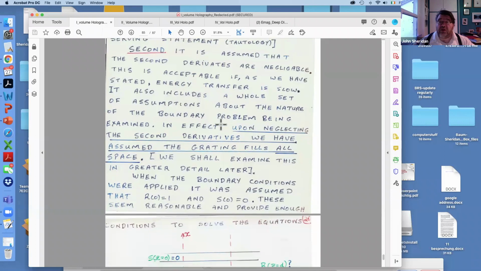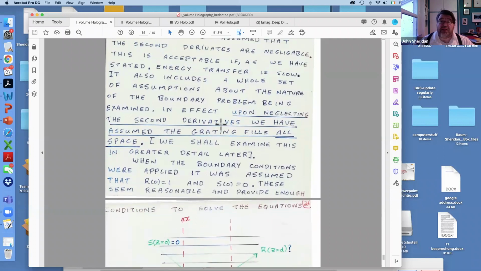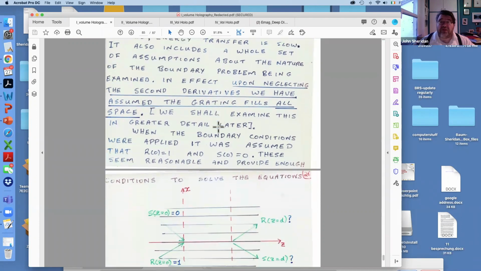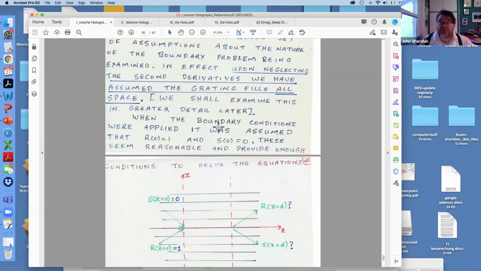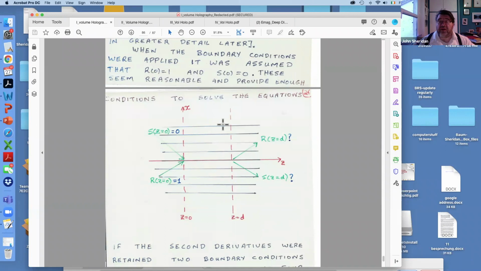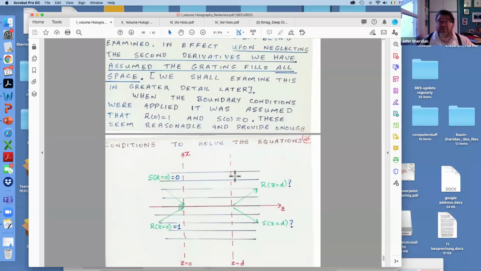It's assumed the second order derivatives are negligible. It's acceptable as, as we stated, energy transfer is slow inside the grating, and it also includes a whole set of assumptions about the nature of the boundary condition problem being solved. When we neglect the second order derivatives, we're assuming the grating fills all space. So again, I gave you this diagram before. We have the grating in all space. We have a z equals 0 plane, a z equals d plane. We set up some initial conditions here for this unslanted grating, and then we find out what we would have at this dashed line inside this infinite volume.